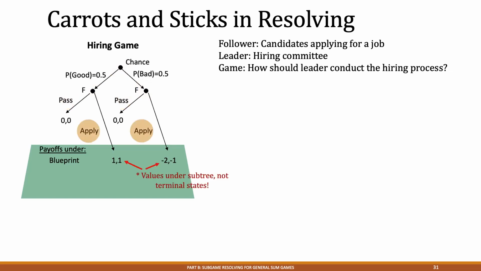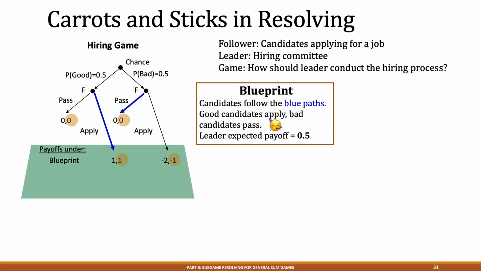If they apply, then they're going to go through a whole bunch of interview process. And over here in green, this is a subgame. The values over here are not terminal states. They are basically the payoffs that you would have gotten under the blueprint, right? These are not terminal states. Now, let's think about what happens when you follow the blueprint. The good candidates will apply, right? Because if they apply, they get a payoff of one, which is better than passing. And the bad candidates would choose to pass because if they apply, they get -1, which is less than zero. So that's the intuition here. So on average, you're going to get a payoff of 0.5.